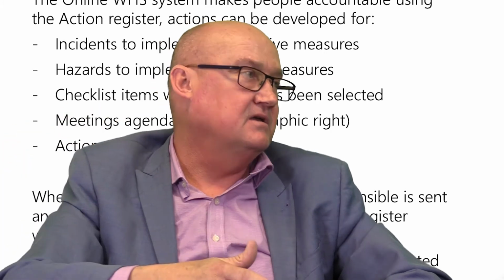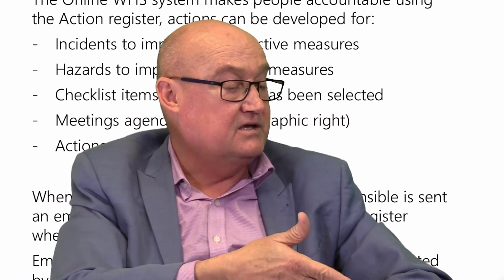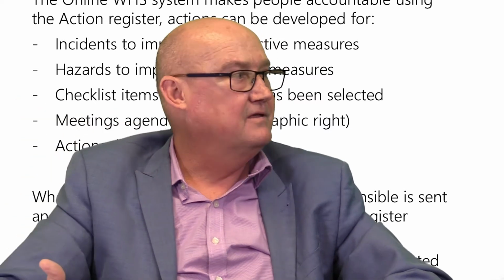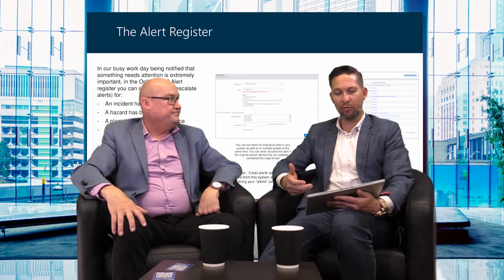So the action register is linked to the hazard register, as we saw. It's linked to the incident register, as we saw. It's linked to the checklist builder, as we saw when they select no, and it's linked to the meeting builder. But you can also set actions for people to do at any period of time. You can print out reports in the action register to see if any actions are outstanding. When you're going to the meeting builder, we actually show people how to do this inside the system. One of the first agenda items would be outstanding actions, and you've printed out a report to see what they are. And then, of course, you've got the alert register as well.